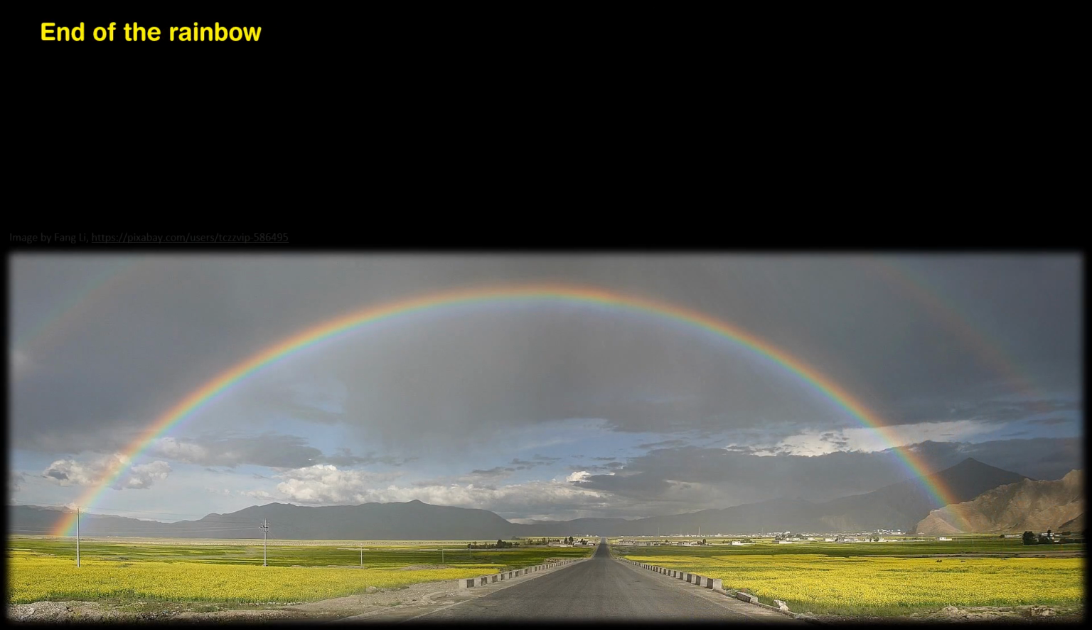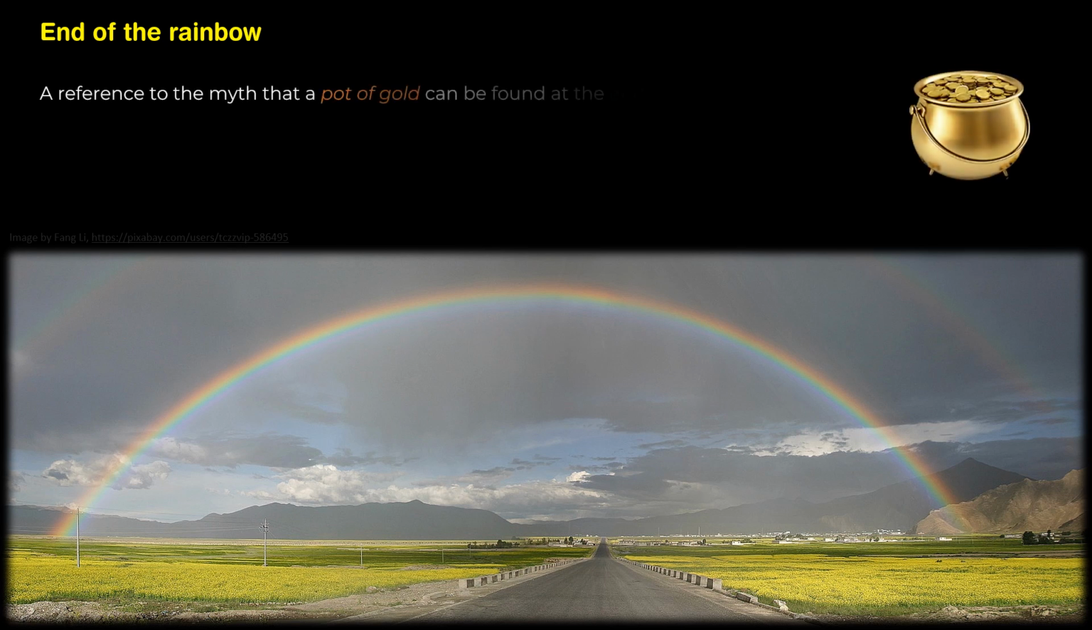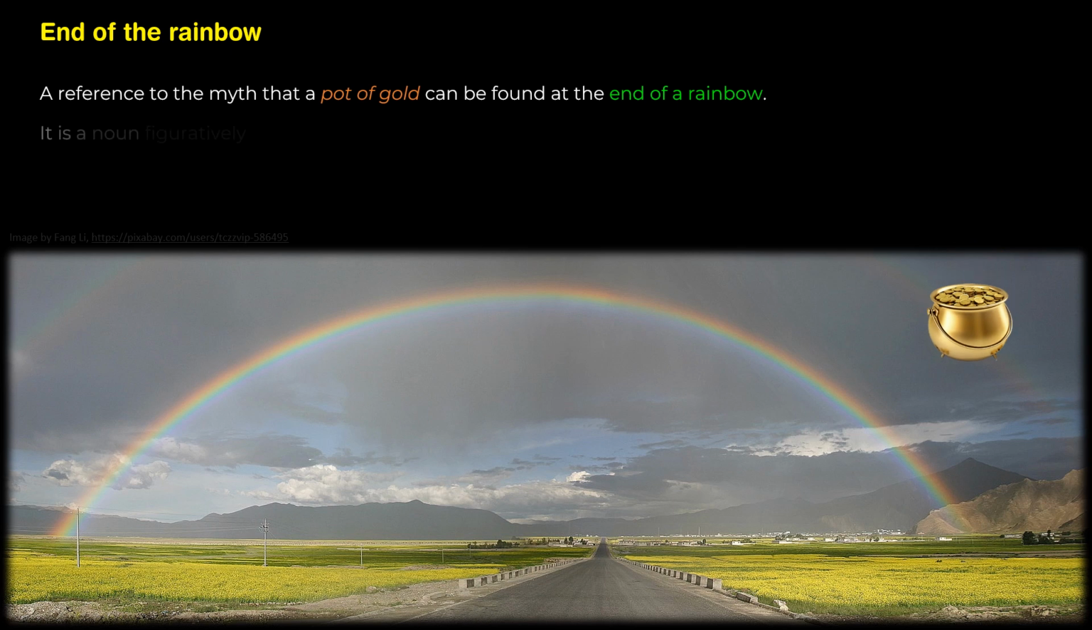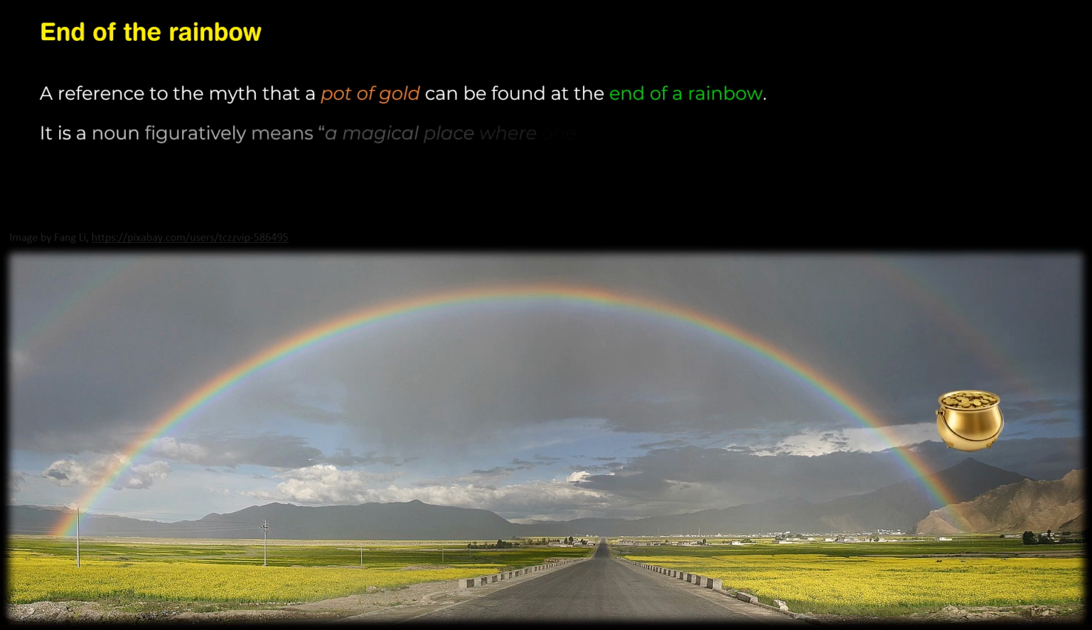End of the rainbow. A reference to the myth that a pot of gold can be found at the end of a rainbow. As a noun, it figuratively means a magical place where one goes to find fulfillment of one's dreams.